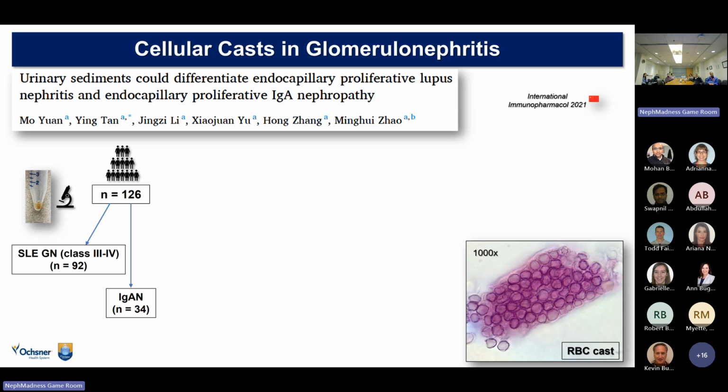Then we have this more recent study in 2021 from China. These investigators were trying to determine if findings in the sediment would allow them to distinguish IgA nephropathy from lupus nephritis. Well, the answer is no, you can't do that. It is not as specific.